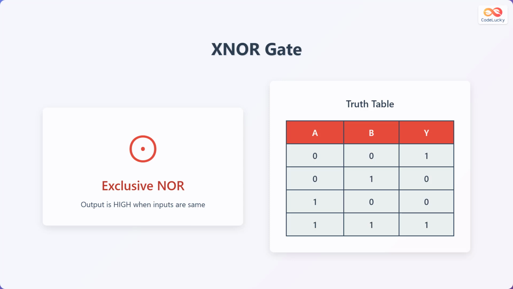When both input A and input B are 0, the output Y is 1. When A is 0 and B is 1, the output Y is 0. When A is 1 and B is 0, the output Y is 0. Finally, when both A and B are 1, the output Y is 1. As you can see, the output is high only when the inputs A and B are identical.